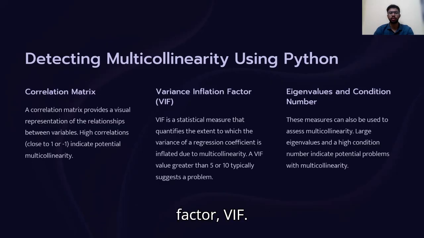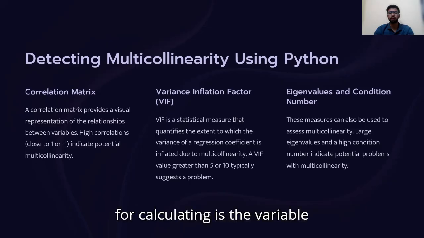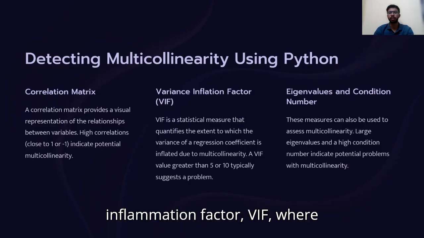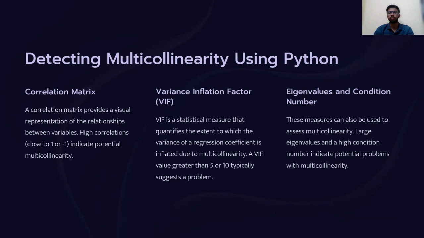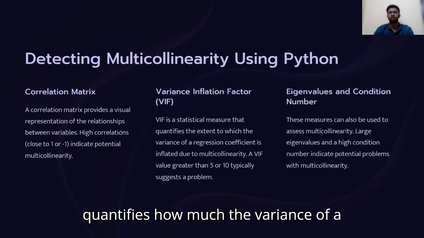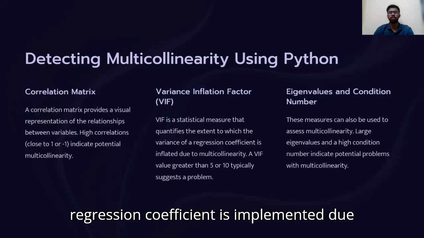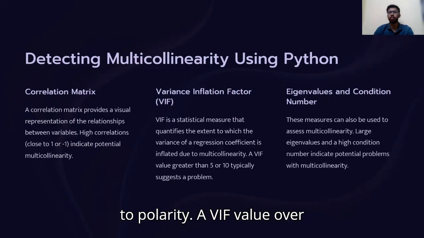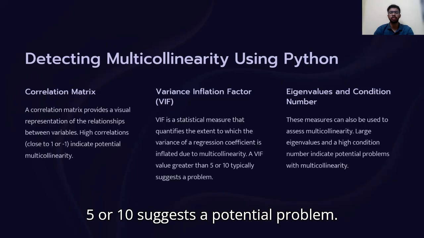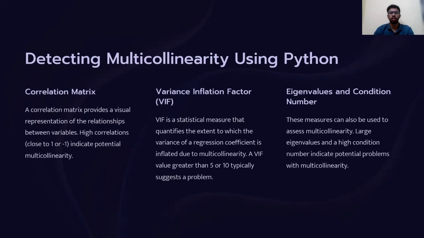Variance inflation factor (VIF). Another method is calculating the variance inflation factor (VIF). VIF quantifies how much the variance of a regression coefficient is inflated due to multicollinearity. A VIF value over 5 or 10 suggests a potential problem.